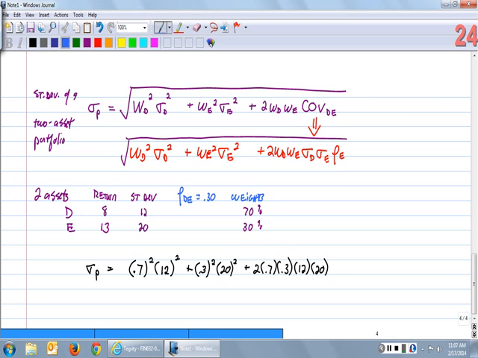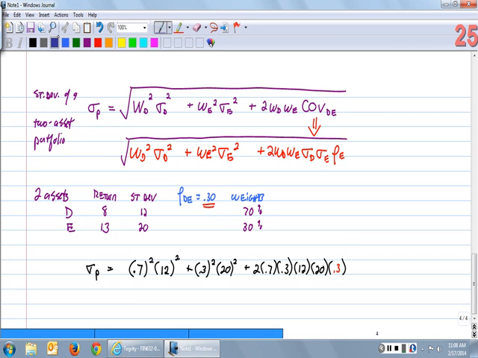0.3. The only reason I'm changing colors is because I do want to highlight the fact that it's just a coincidence that my correlation is 0.3 and this weight of asset E is also 0.3. Those are different 0.3s, right? This first one that I have here, I've got 0.7 and 0.3. Those are the weights. Coincidentally, my correlation here is 0.3.